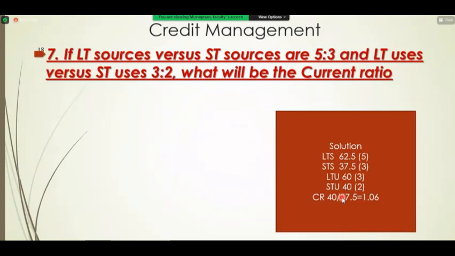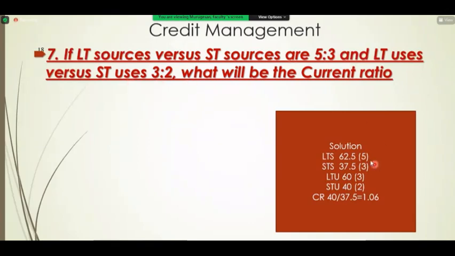Now, LT sources versus ST sources. LT sources mean capital plus long-term loan. ST sources mean all current liabilities. This is in the ratio of 5:3. LT uses versus ST uses. LT uses mean NCA. ST uses mean CA. Indirectly they are telling. They will not tell current assets, current liability. You have to interpret from the given data. Now 3:1. What is the current ratio?